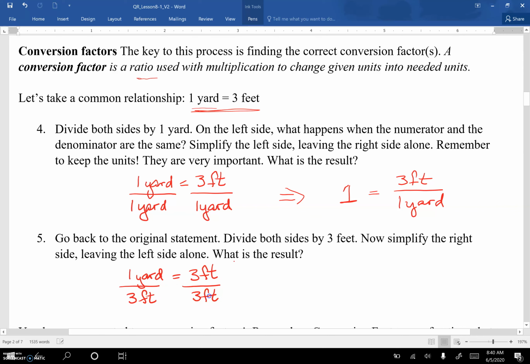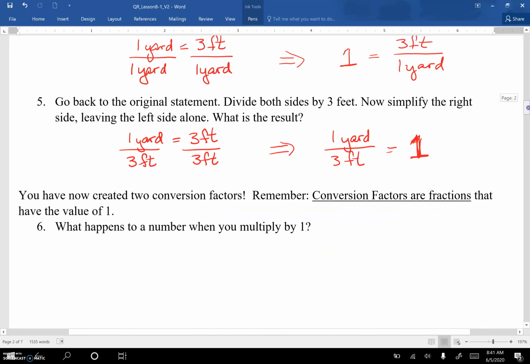now this time we've got the same thing on both top and bottom. And so if we simplify that, then we've got 1 yard over 3 feet is also 1. So you're saying that it doesn't matter what order your fraction is, whether you put the 1 yard on bottom or the 1 yard on top, both of these fractions equal 1.